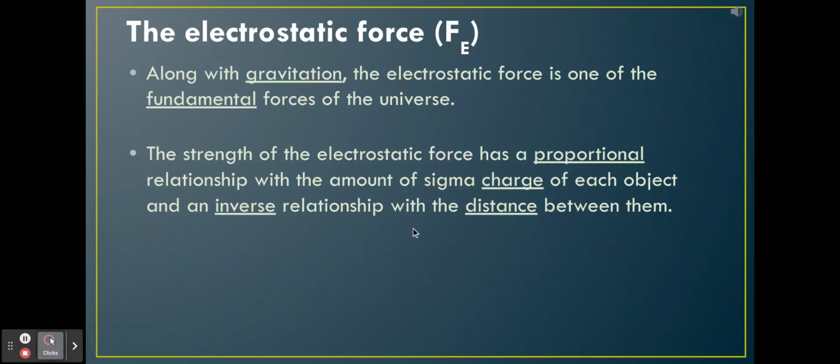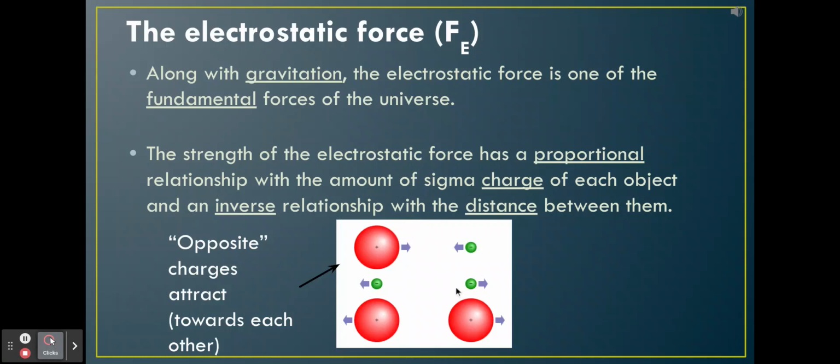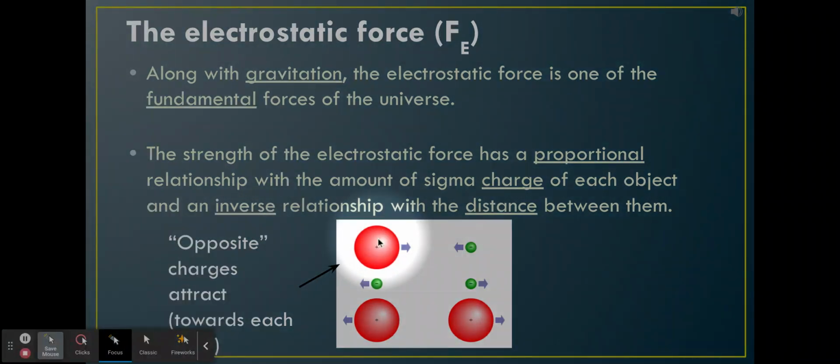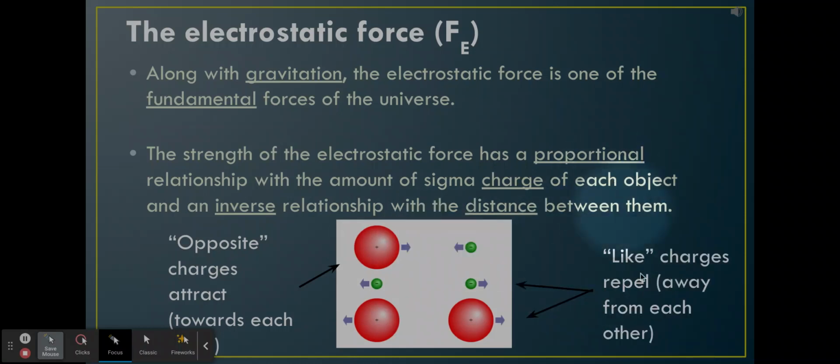All right. So whether or not the electrostatic force is going to bring objects together or send them apart is based off of the charges of these objects. So opposite charges attract toward each other. Opposite charges would be this one and this one. So a positive and a negative, they want to come together. If they have the same charge, then they repel. So a negative and a negative want to move away, positive and positive want to move away.